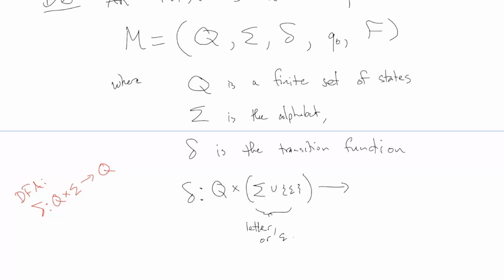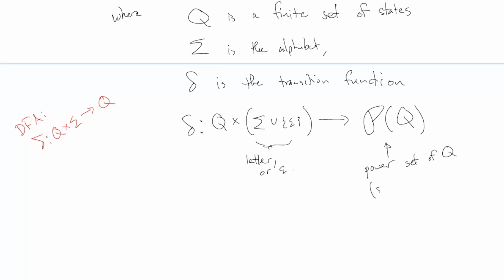And the way to write that is like this. That is a fancy P. This is called the power set of Q. This is something I hope you remember from your discrete math class. The power set is the set of all subsets of Q. So what you plug in is this pair, and what you get as an answer is a subset of Q. And that's what we want, a set of states. Sometimes that's written as 2 to the power Q. I prefer this fancy looking P, power set of Q.